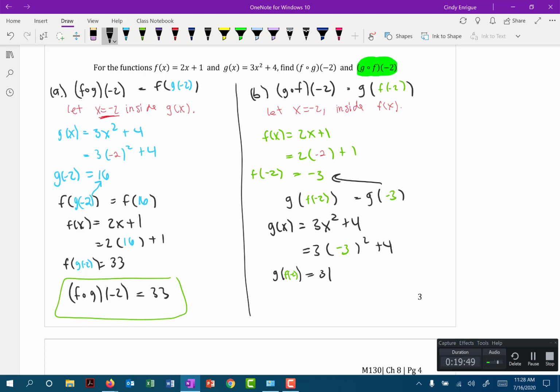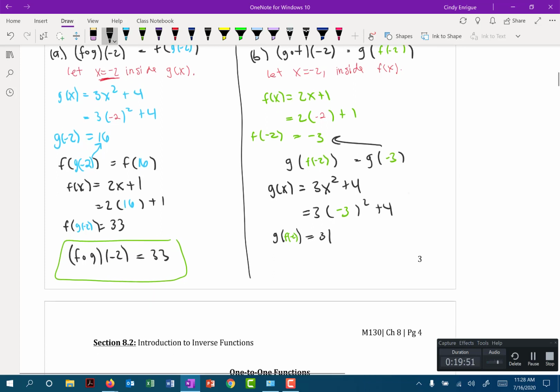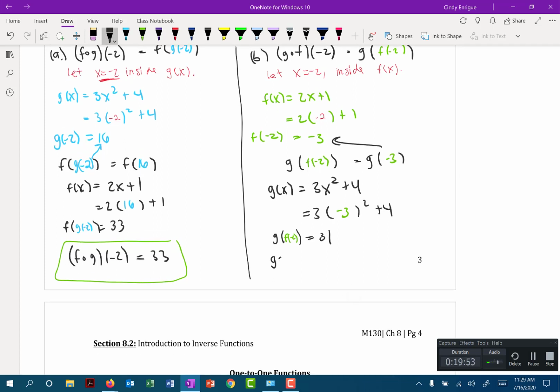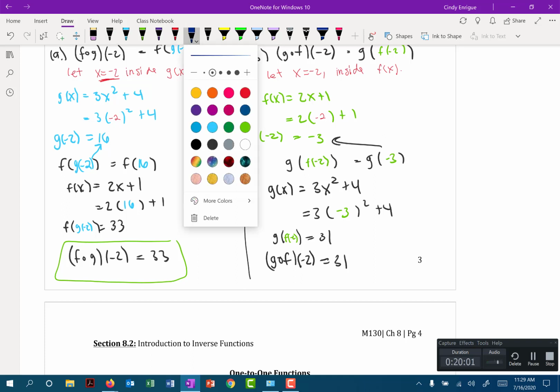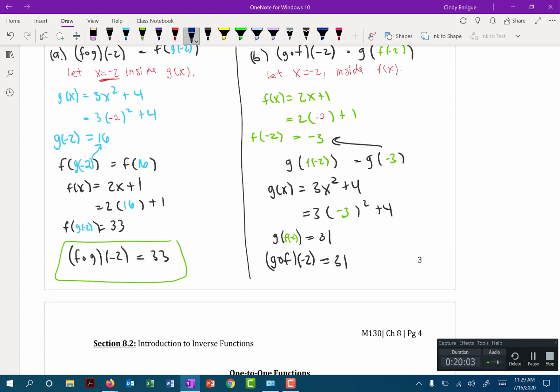So g of f of -2 is equal to 31. Or better yet, you can say that g composed with f with respect to -2 is equal to a 31. And that becomes your final answer.